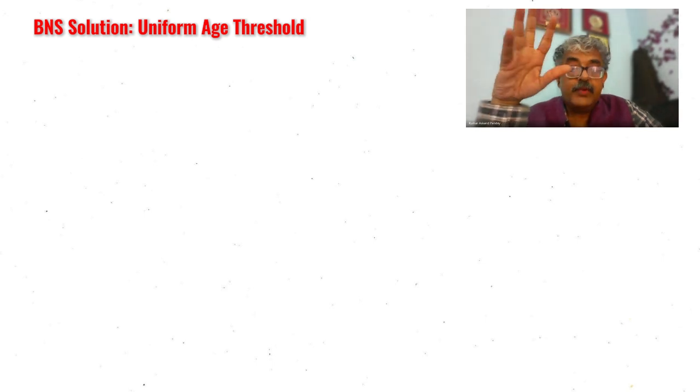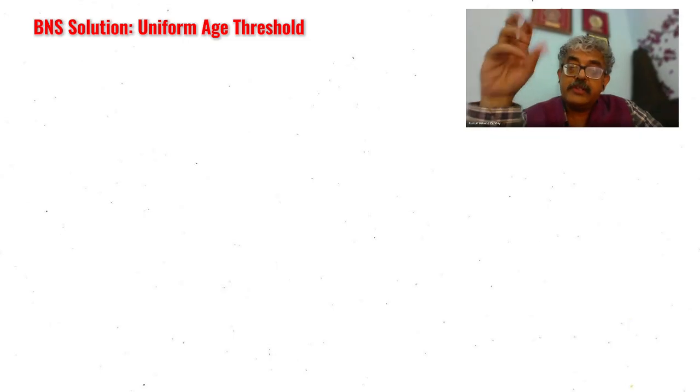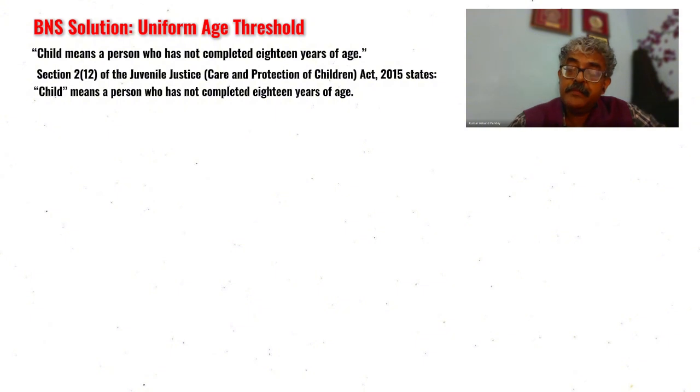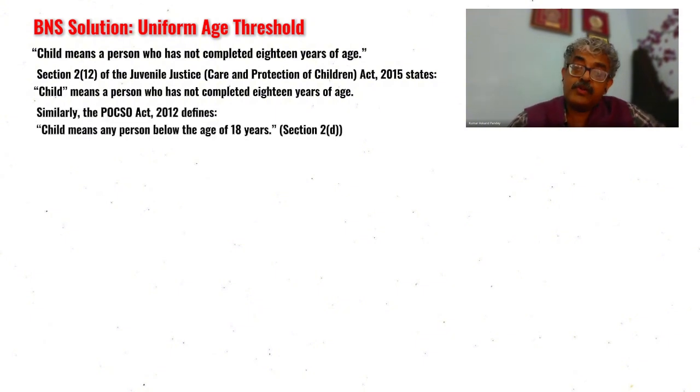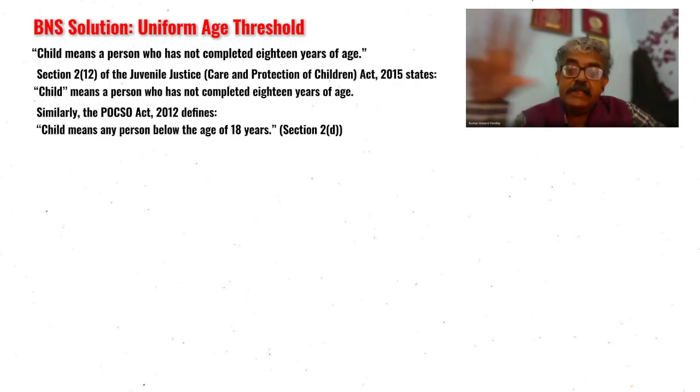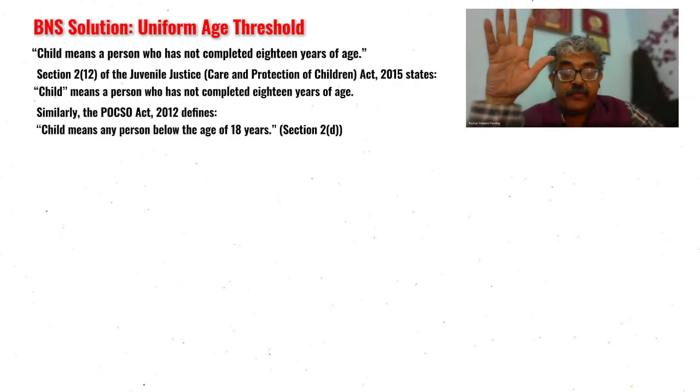So now the Bharatiya Nyaya Sanhita has a new definition of child in section 2, clause 3, which means a person who has not completed 18 years of age. Now, this definition is in complete sync with the definition of child in certain other child-centric legislations, especially the Juvenile Justice, Care and Protection of Children Act of 2015 and also the POCSO Act of 2012. Both in the JJ Act of 2015 as well as in the POCSO Act of 2012, a child means a person of any gender who has not completed 18 years of age.